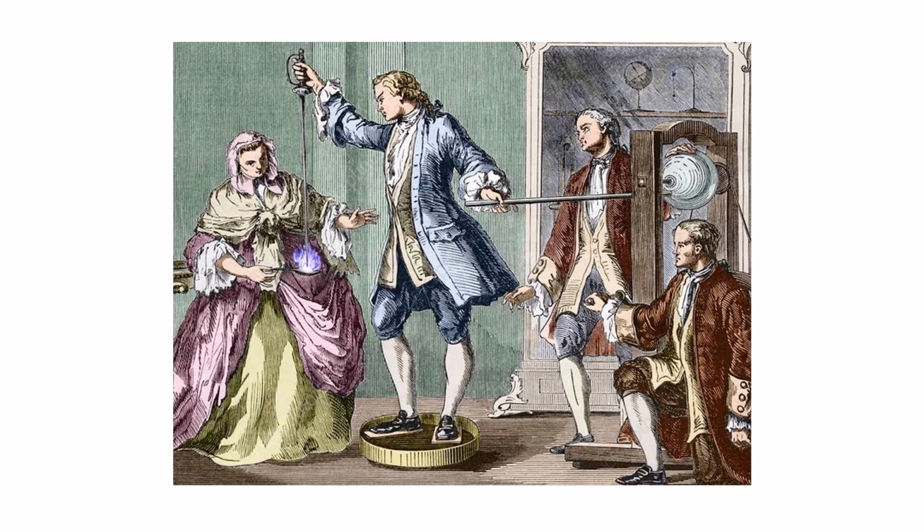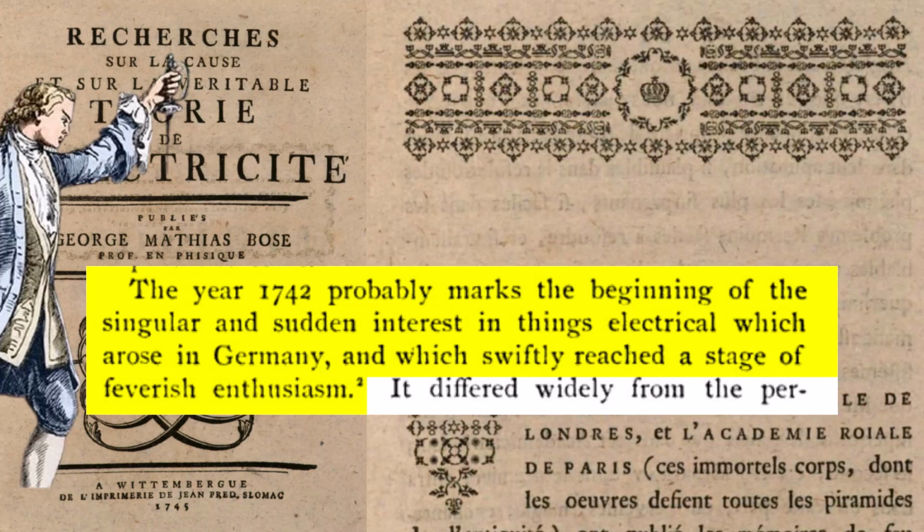According to a book written in the late 1800s, the year 1742 probably marks the beginning of this singular and sudden interest in things electrical, which arose in Germany, and which swiftly reached the stage of feverish enthusiasm. One of Bose's favorite experiments was to electrify himself so his hair would stand up, and then use a spark from his bare hand or from a sword to light alcohol on fire.